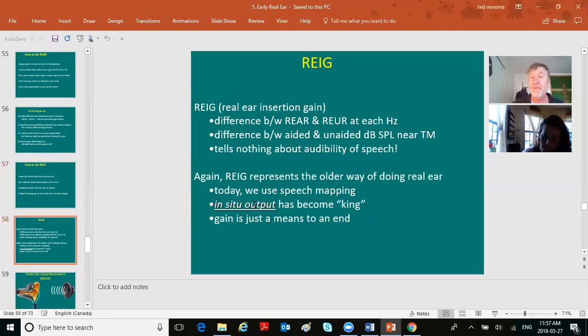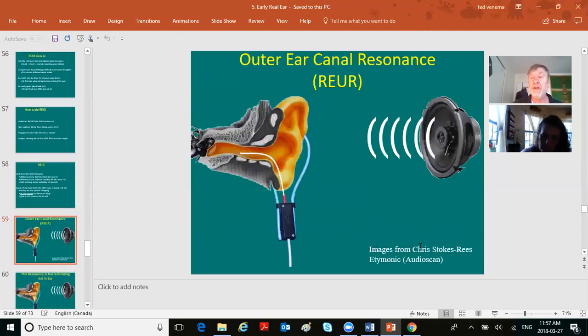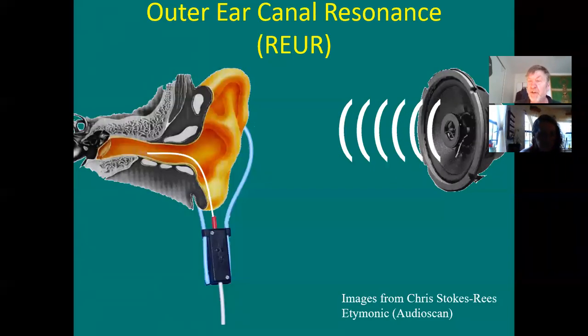So here's a picture. Okay, outer ear canal resonance. So here's a speaker delivering sound. And now what do you think is wrong with this picture? Do you see anything wrong visually with this picture? Does anybody see what's wrong with this picture? I'll be quiet for a second and let anybody respond if you see what's wrong with this picture.